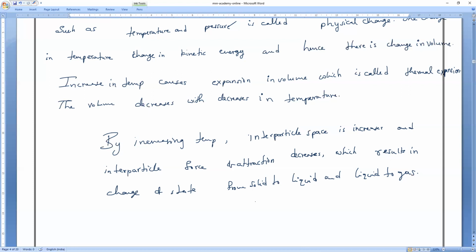When we decrease the temperature, there will be a decrease in intermolecular space and an increase in force of attraction. So gases will be converting into liquids, and liquids will be converting into solids. Clear? Same way. Now, you might have studied properties of solids, properties of liquids, and properties of gases.